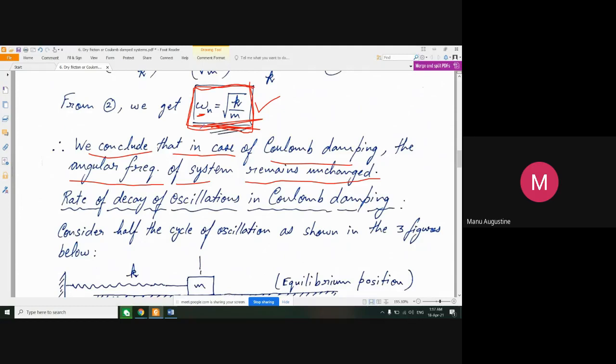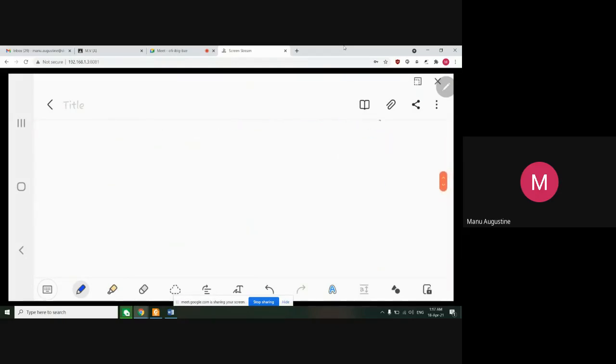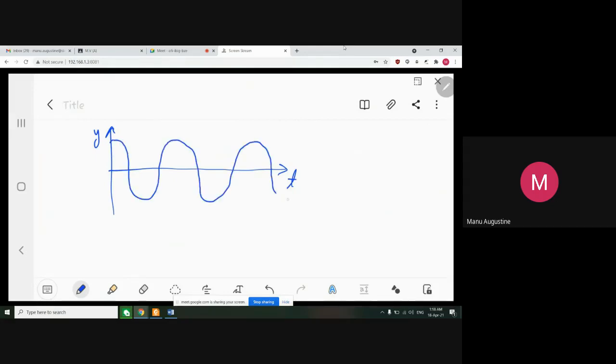So the frequency of the system remains the same. I will quickly elaborate a little bit more what the meaning of this is. If there is no damping, then the displacement time curve goes like this. Sinusoidal, of course.